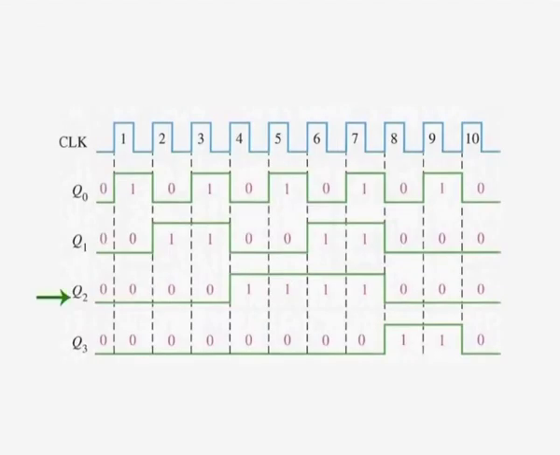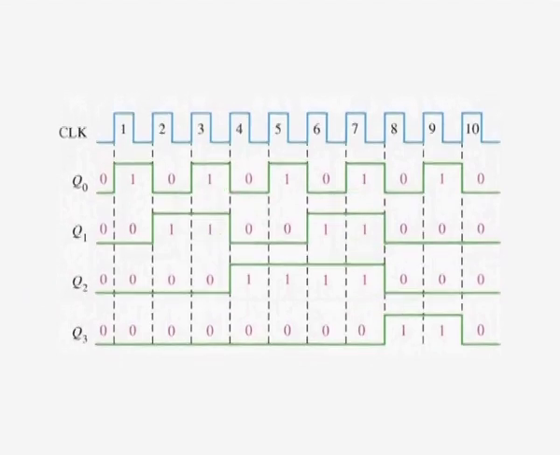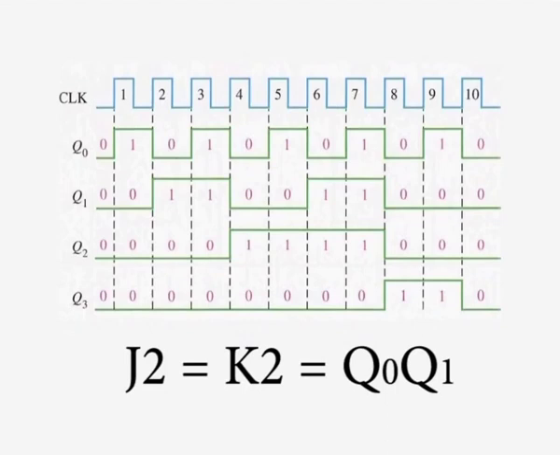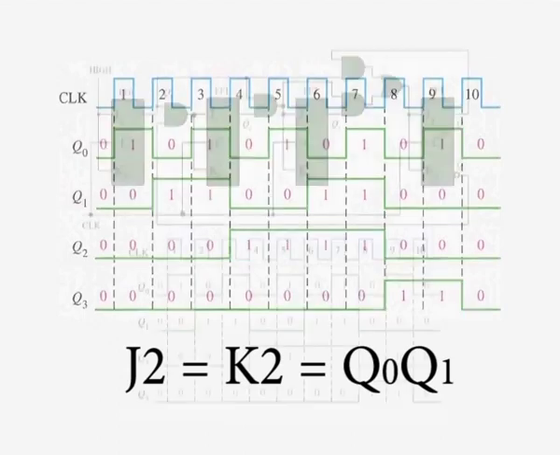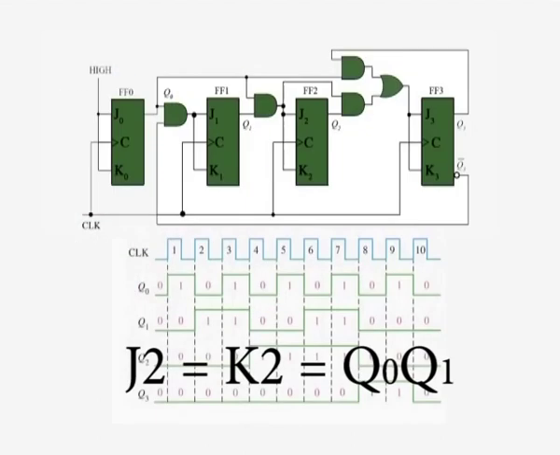Flip-flop 2 or Q2 changes on the next clock pulse each time both Q0 is equal to 1 and Q1 is equal to 1. This requires an input logic equation as follows: J2 = K2 = Q0 · Q1. This equation is implemented by ANDing Q0 and Q1 and connecting the gate output to the J2 and K2 inputs of flip-flop 2.